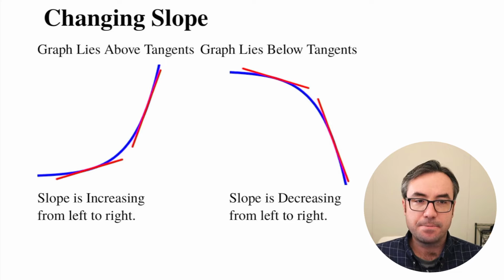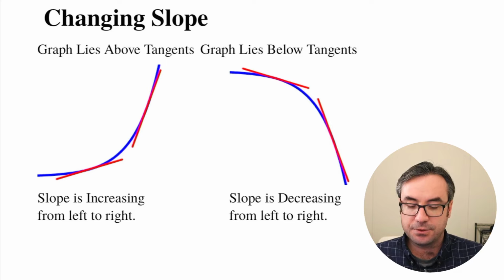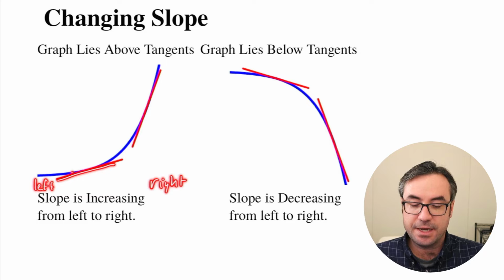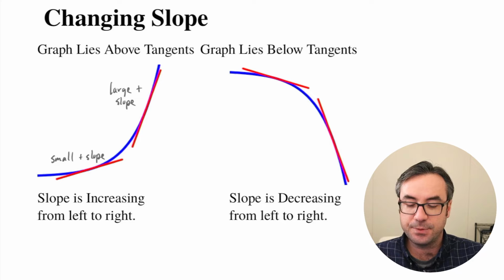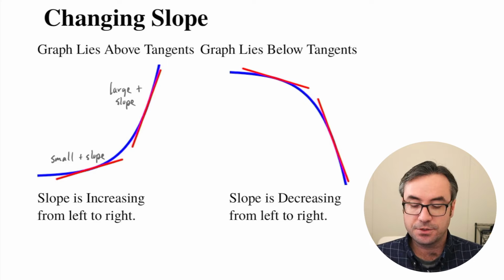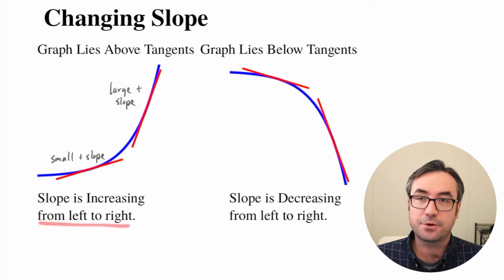And what's going on here is that, as we read from left to right, the slope of our tangent lines is actually increasing. For this one right here, this is a small positive slope. And then over here, we have a large positive slope. So as we read from left to right, we've gone from small positive slopes to larger positive slopes. So our slope has actually increased from left to right.